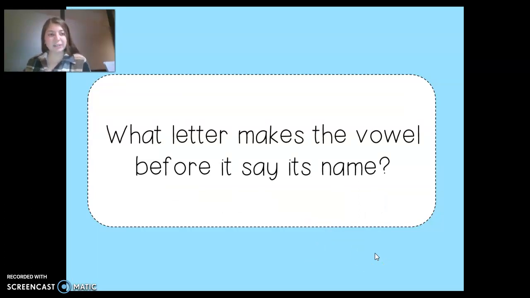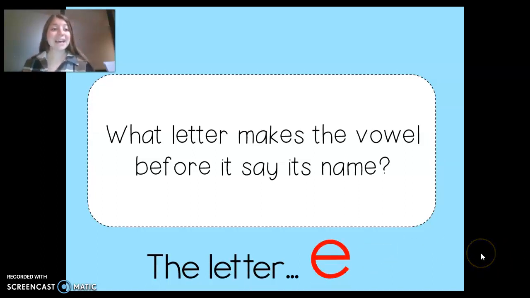What letter is our magic letter that makes the vowel before it say its name? What's that magic letter that we just talked about? In the box that pops up, type that magic letter that makes the vowel before it say its name. The letter E. E is our magic letter that does not say anything. We see it, we write it, but we don't hear it. It makes the vowel before it say its vowel name.